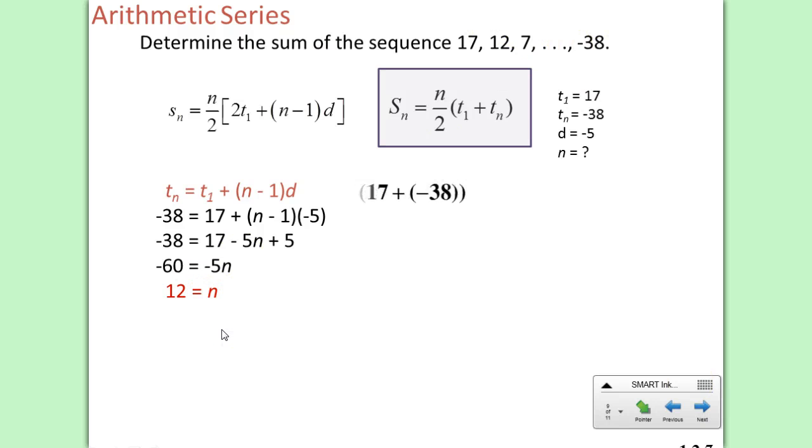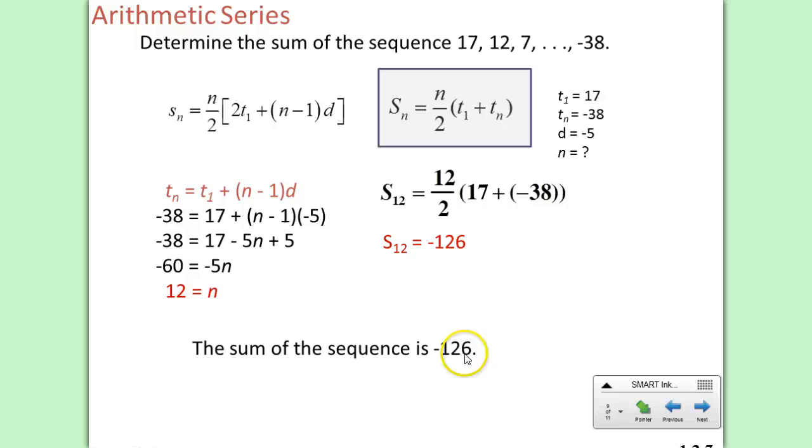All right? Now I can pick the formula I want to use, and it makes the most sense to pick this one because I know the first term and I know the last term. So I plug in T1, Tn, and n is 12. I can find out that the sum of the sequence is minus 126. Good stuff.